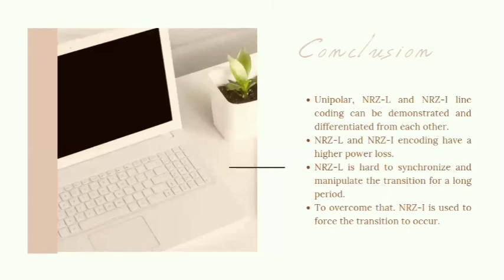So in conclusion, unipolar, NRZ-L, and NRZ-I line coding can be demonstrated and differentiated from each other, as I explained before. NRZ-L and NRZ-I encoding have a higher power loss, where NRZ-L is hard to synchronize and manipulate the transition for a long period. In order to overcome this problem, NRZ-I is used to force the transition to occur.